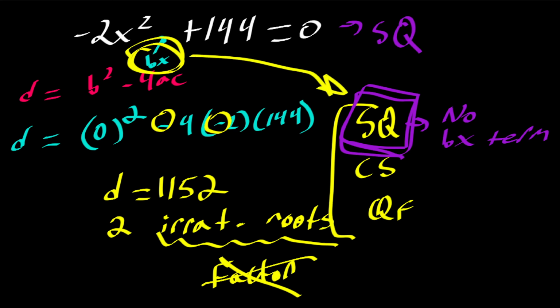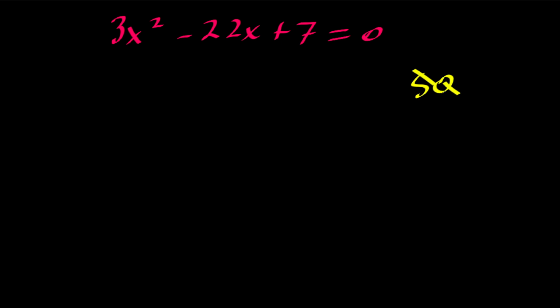All right, now, for this next example, the issue with it is I can't immediately tell there's a bx term. So I would automatically, on this problem, before I even did the discriminant, say square roots is out because this minus 22x is here. So now I'm going to find the discriminant.